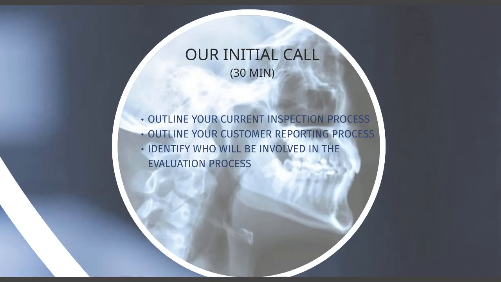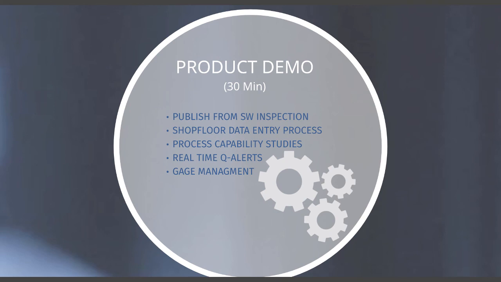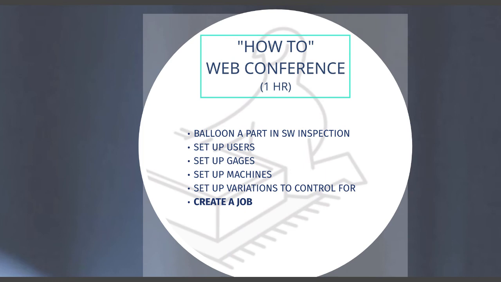It starts with an initial 30-minute phone call. Help us understand your current process, what works, what doesn't, why you want to change, and who needs to be involved, both in the evaluation and the decision stages. Next, we schedule a 30-minute product demonstration. You've already told us the challenge you're trying to solve, right? So now we show you exactly how QualityXpert does it.